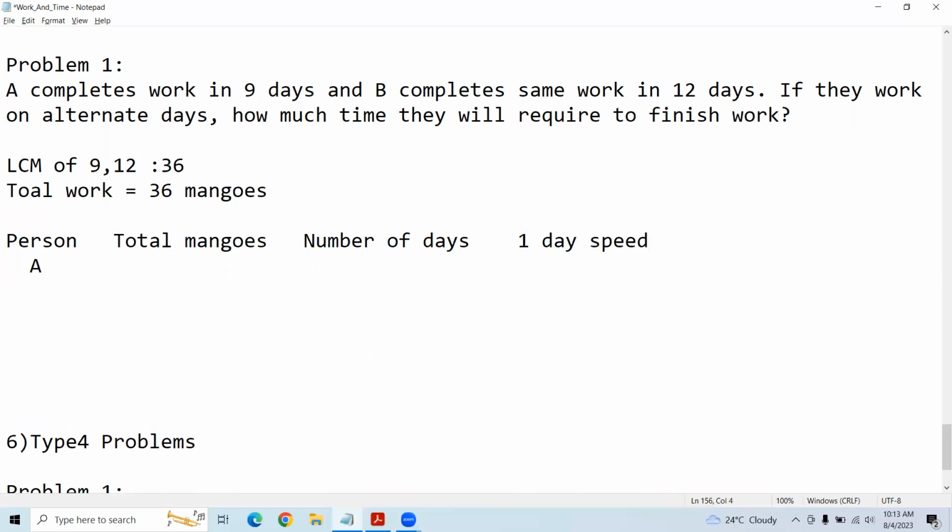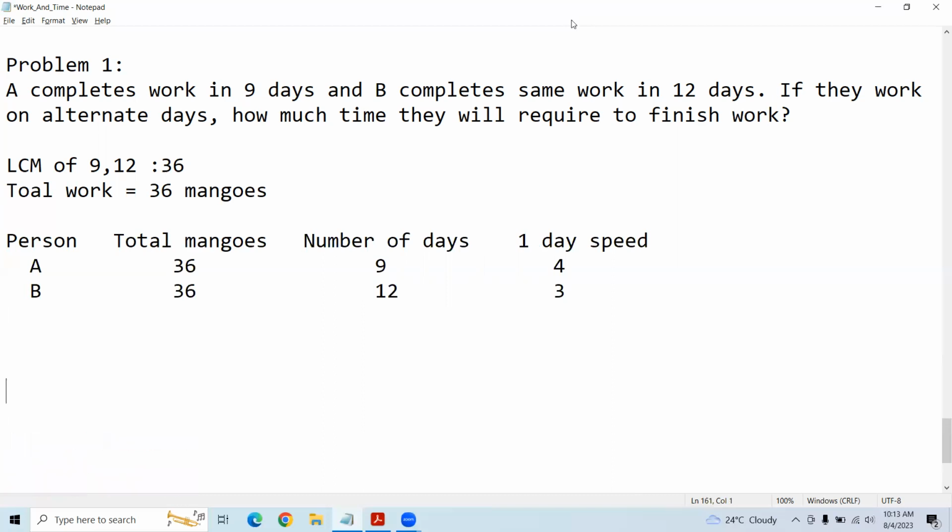So A and B. So total mangoes for both of them will be the same, 36. Number of days, 9. For B, it is 12. So we know 9 fours are 36. So 1 day speed of A is 4 mangoes and 12 threes are 36. So 1 day speed of B is 3.